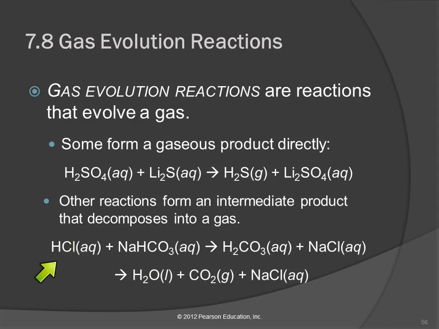So if we get hydrochloric acid and baking soda, which is sodium hydrogen carbonate, it will make carbonic acid and sodium chloride. But carbonic acid isn't stable, and it falls apart, or decomposes, into water and carbon dioxide. Then there's also the sodium chloride here, and so there we got the CO2, the carbon dioxide bubbles that form when you mix an acid with baking soda.